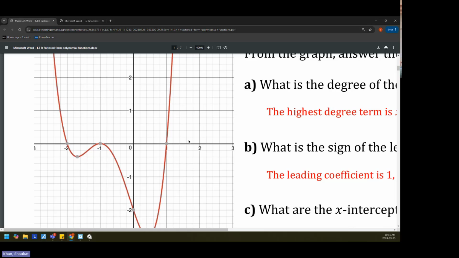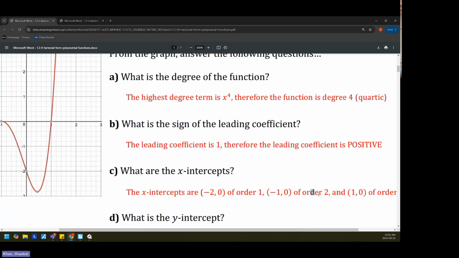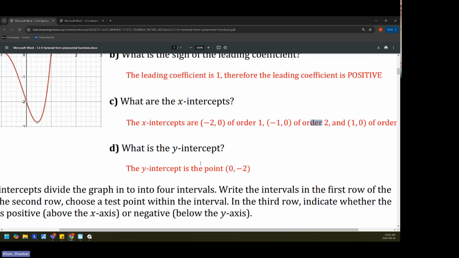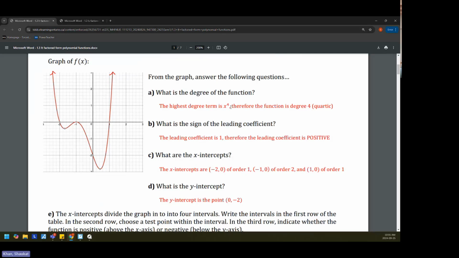So therefore, that's also going to be in order of 1. So this is what they mean by the x-intercepts are order of 1 or order of 2. And what's the y-intercept? Well, that's just (0, -2). All right, so what can we do now with this information?